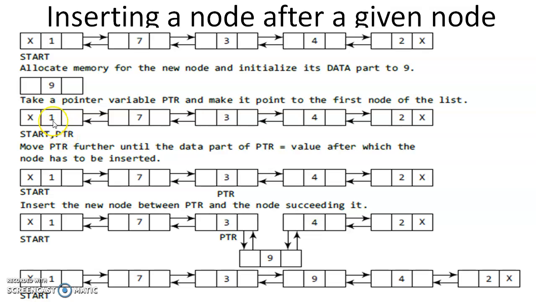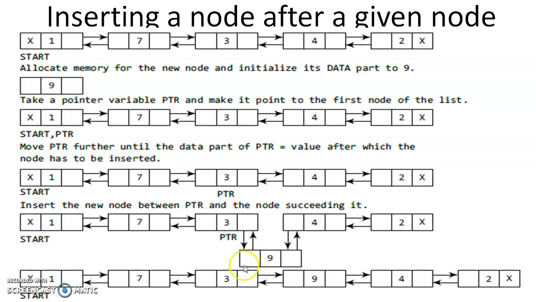I am checking, is the pointer of data equal to 3? No, it is not equivalent to 3. So pointer equal to pointer of next. I am going to 7. Is the pointer of data equal to 3? No, it is 7. So pointer equal to pointer of next. Is pointer of data equal to 3? Yes, pointer of data is equivalent to 3. That means pointer is present at now 3. When it is pointer, this is pointer of next.